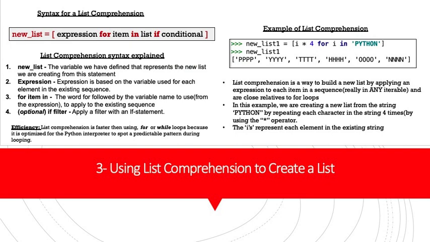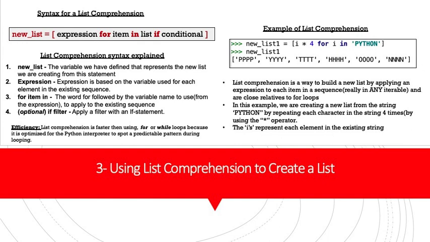So now let's look at the syntax on the left-hand side of the page and really kind of distill that a little bit. So new_list equals expression for item in list if conditional. Right? It makes a lot more sense when we go through the example, doesn't it? But let's go through each piece. new_list, of course, is the variable we will define that represents the new list we're creating from this statement. Now, it could be anything. It's user definable as long as it meets the rules and requirements of creating variable names.